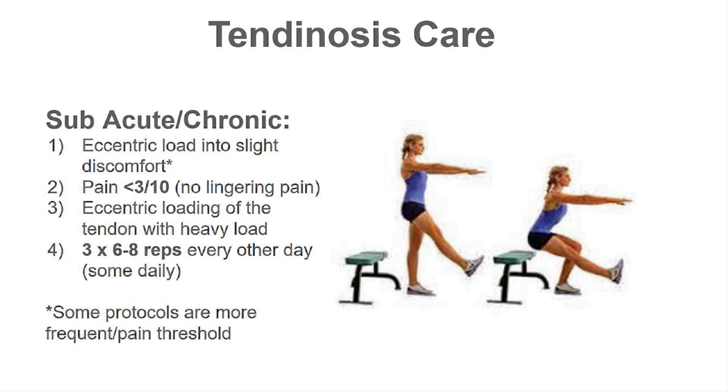And so we load it through squats, split squats. This is a single leg squat example. Usually it's 3 sets of 6 to 8 reps into slight discomfort. When that starts to feel better, as the tissue begins to adapt and get stronger, then we add some load. Then we add some jump squats and more vigorous activity.